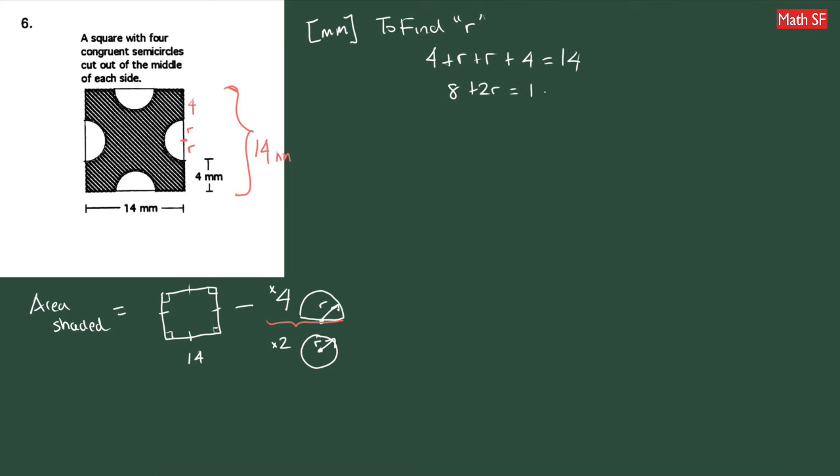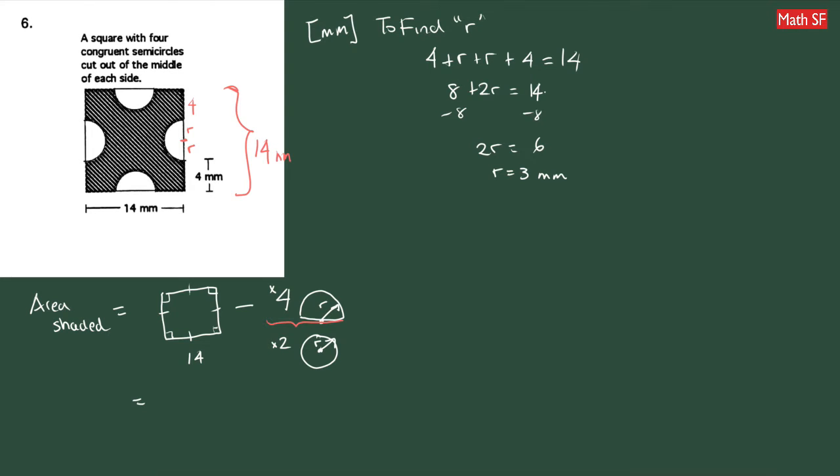We're going to be getting here 14 minus 8, 2r equals 6, and r should be equal to 3 millimeters. Now I have my r, so it means I can use everything in the formula here.